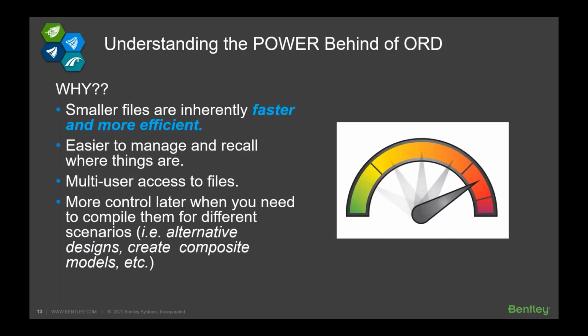How do we benefit if we do such method? Okay, smaller files are inherently faster and more efficient, and it's easier to manage and recall where things are. And it also makes sure that regardless of you having small or big team, meaning to say maybe multi-user environment, people get to access files readily. And you have more control as well later on when you need to compile them for different scenarios. So maybe one scenario is that it is still in the conceptual stage, and then you have to bring it to detailed design, okay? And then probably different options as well in your design. So with such file federation, it's really easy for you to manage everything, okay? So that is the second point.